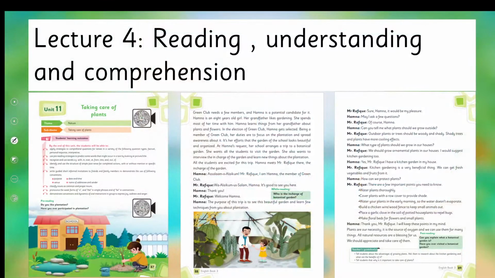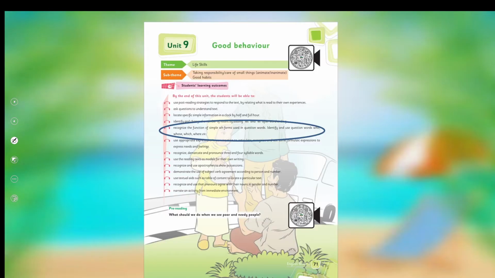So my dear students, we are going to complete reading and understanding and comprehension of this unit. Before this, I have taught you different types of questions. There are different question words like who, whose, which, where. And we have also discussed how to use these words.